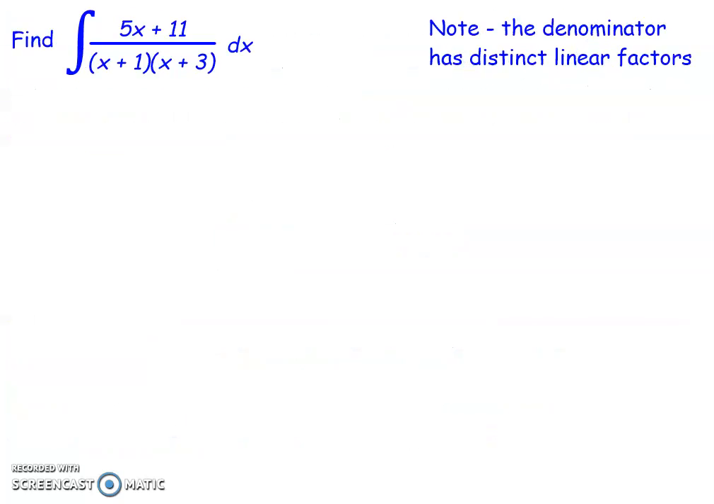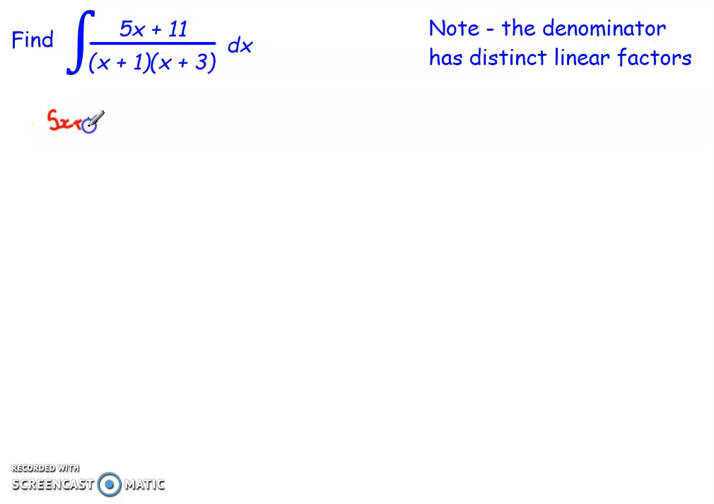The integral of 5x plus 11 over x plus 1, x plus 3 dx. Now, first note is that if we look at this one, the denominator has distinct linear factors. So that's one of the 3 cases we can get with our partial fractions. First thing we have to do is use the correct format we talked about back when we did that to split it up. Once we split it up, we can integrate each term one by one to get our answer that we want. So let's look at splitting it up to begin with.